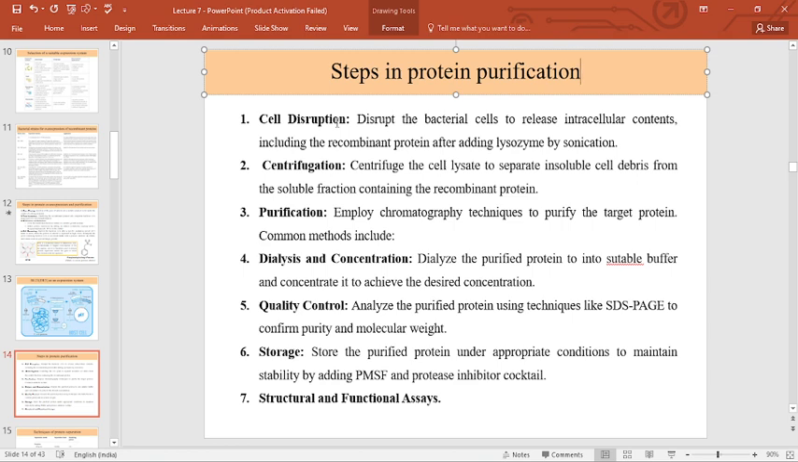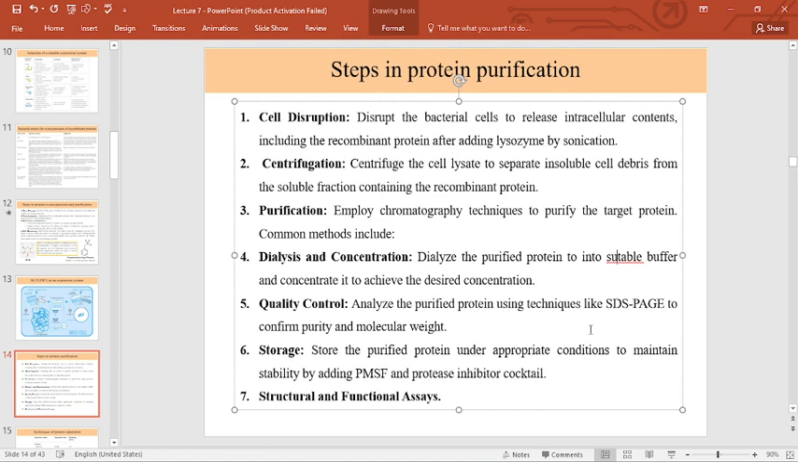Then what you do is you collect the supernatant and syringe filter it through a 0.22 micrometer filter. Then you go for purification, and if it is a His-tagged protein, you purify it using affinity chromatography. We talked about affinity chromatography and the different forms of chromatography in our last lectures, right? So you can go for affinity chromatography, and if it does not have an affinity tag, then you can go for other different methods of chromatography separation.